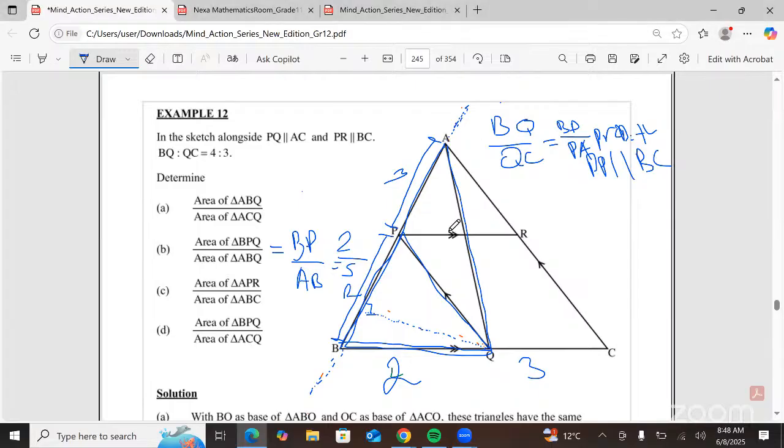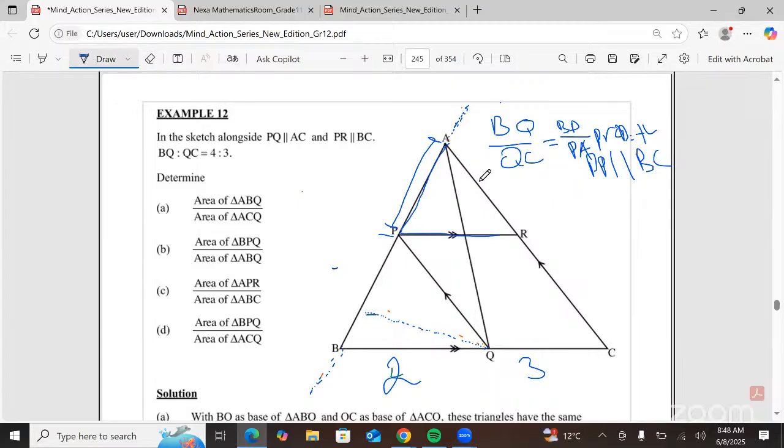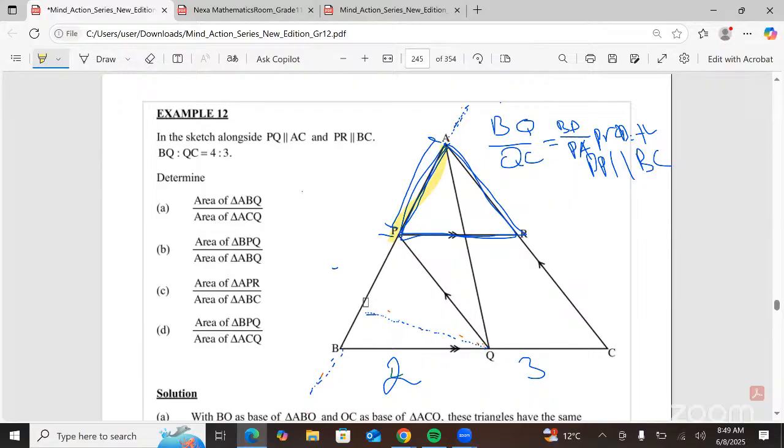Now you will do the same with the others. With the others, you will just extract the triangle APR. Let's see where APR is. APR is this triangle here, over ABC. ABC is this one here. Any one of you guys who can tell us how we can calculate this ratio of these areas?